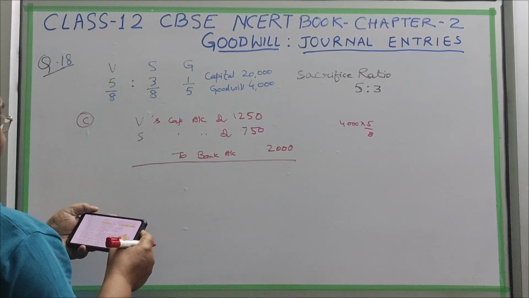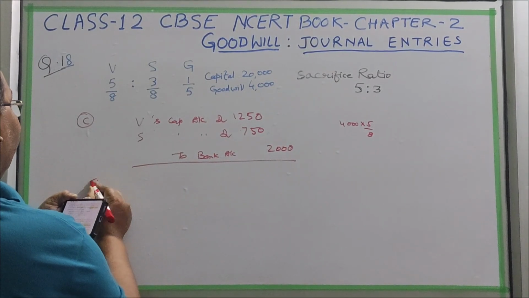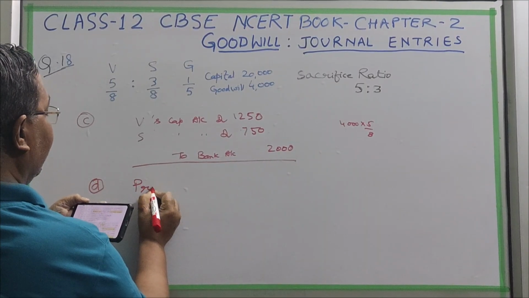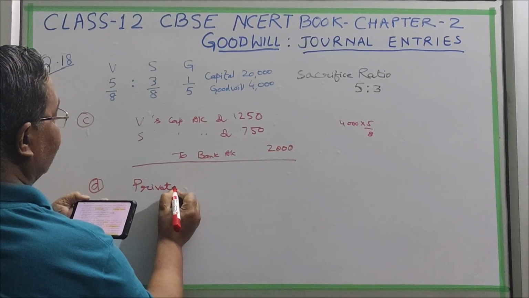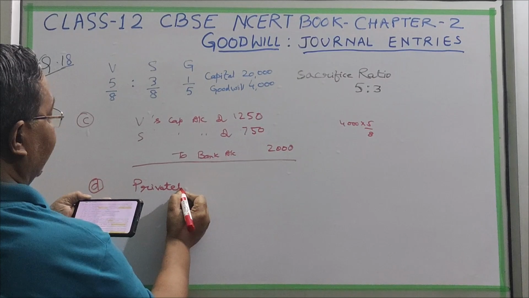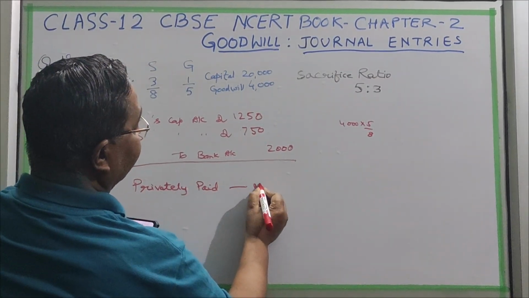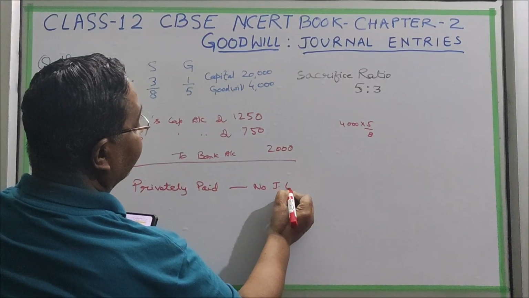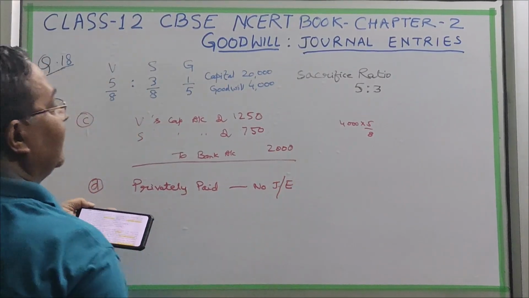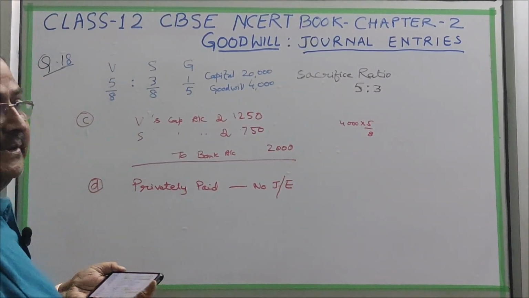When goodwill is privately paid, it means it is not recorded. So no journal entry, because it is privately paid. No record will be there, nothing will be entered. Okay.